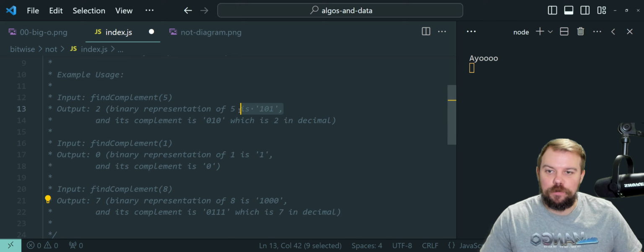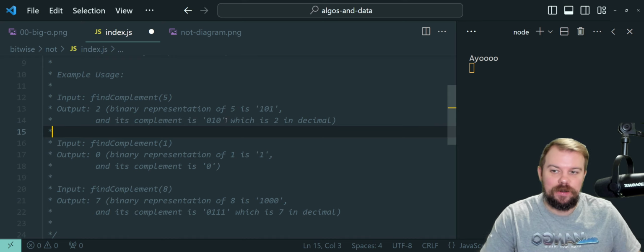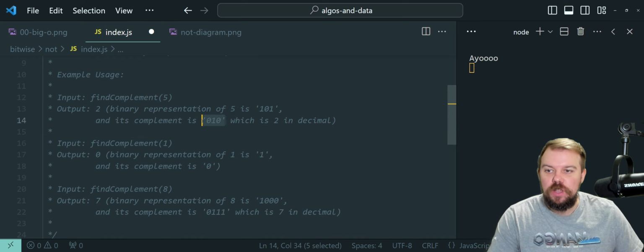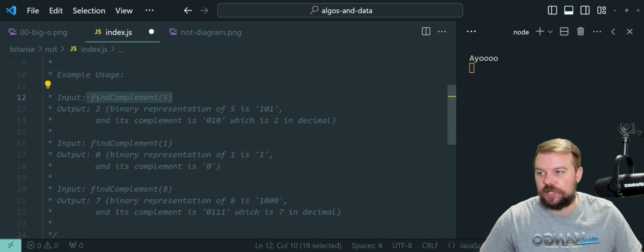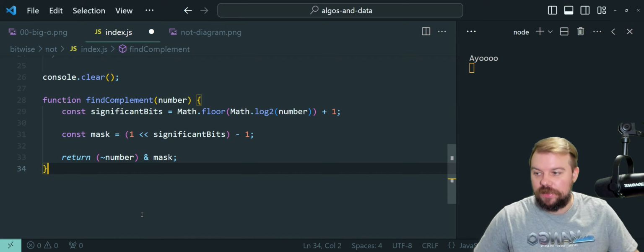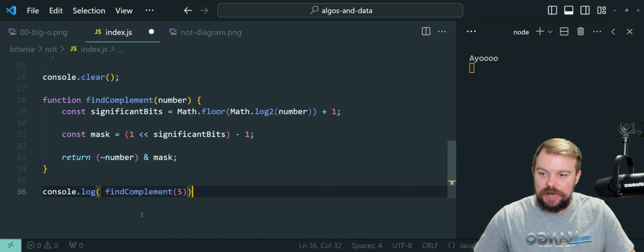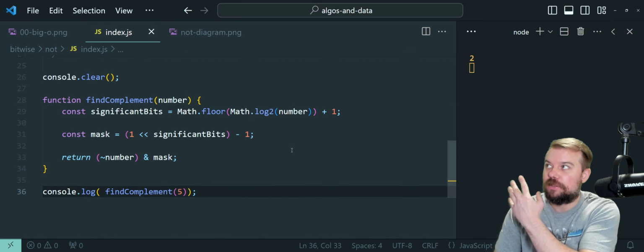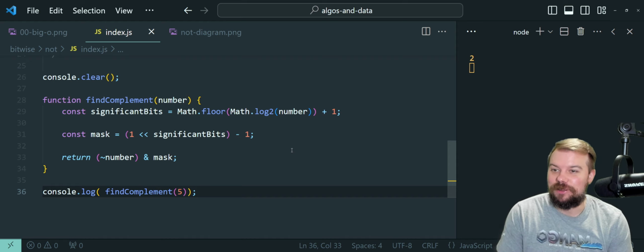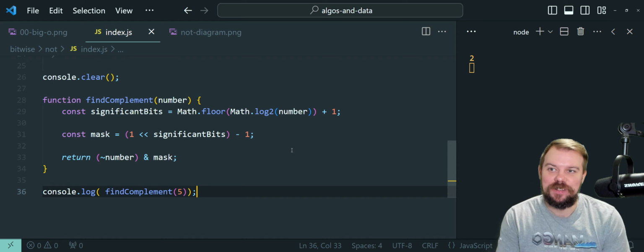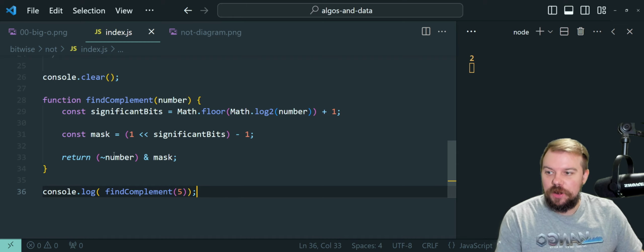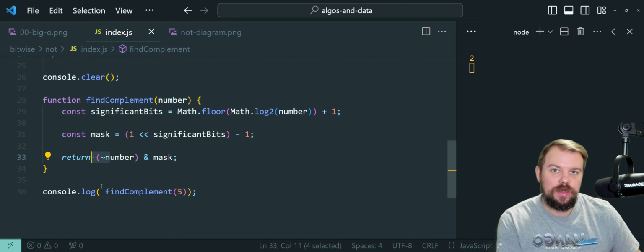Or if we go back to the simple version of 5, our input is 101, apply not and the bitwise and operator with the mask, and we get 0, 1, 0, which is 2. So let's just see if this works really quickly, and then I'll explain how it works in a bit more depth. But there you go, that's all there is to it. Again, with this bitwise stuff, it's always deceptively simple. Now, our newest operator here is the tilde, or the not operator.